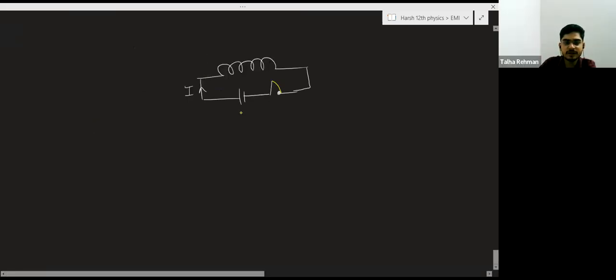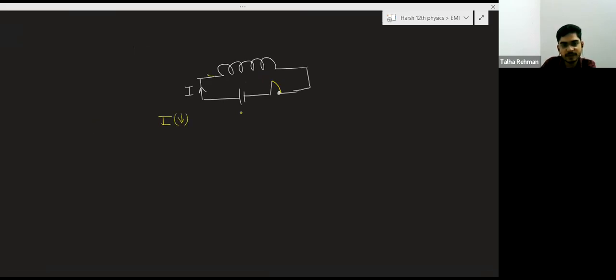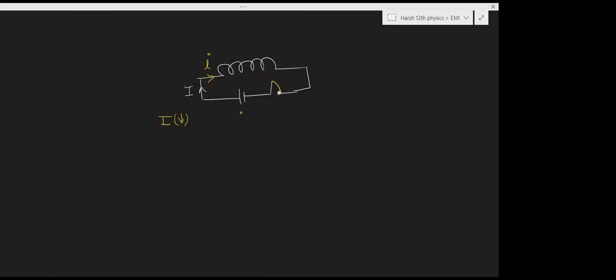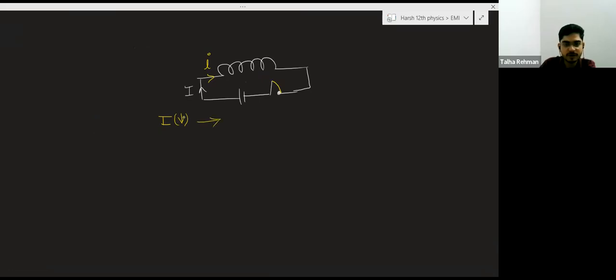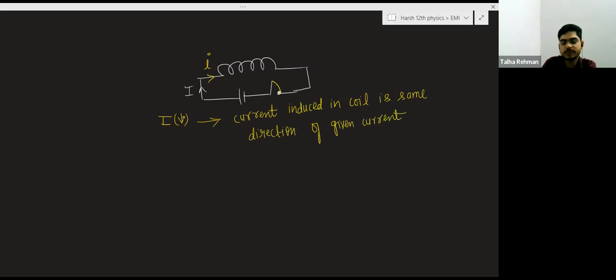So if this current I is decreasing, then in this circuit the current will be induced in the same direction. When I decreases, the current will be induced in the coil in the same direction as the given current.